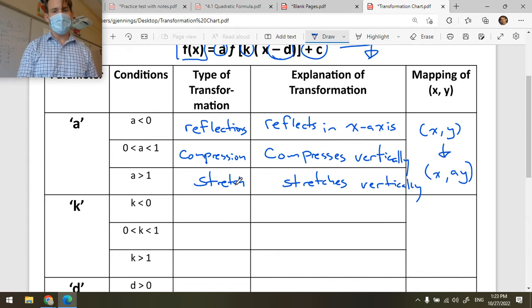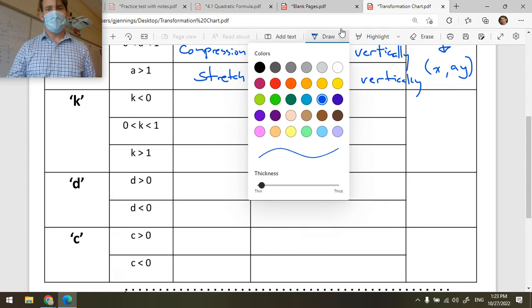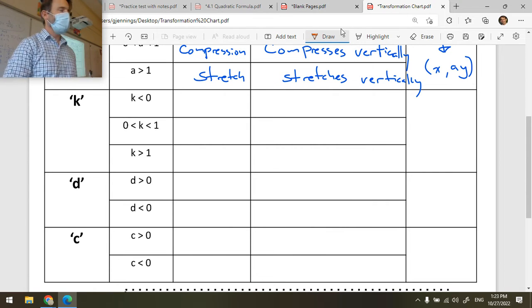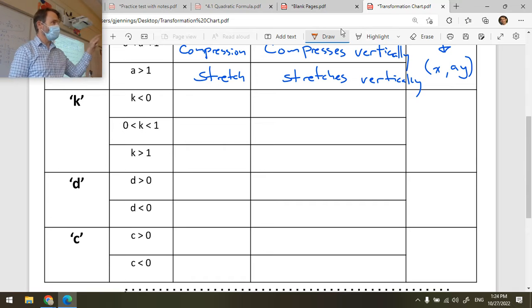K, on the other hand. Oh, K is the trickiest one of the whole unit. Am I right? K transformations are even trickier than the bonus question this week. Imagine, visualize is the road to a solution here. Work on your inverses and visualizing those things, and you can solve that question. But we're talking about K transformations. When K is less than 0, this is also a reflection, but this time it reflects in the y-axis.